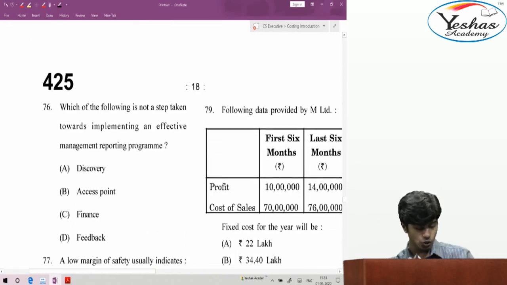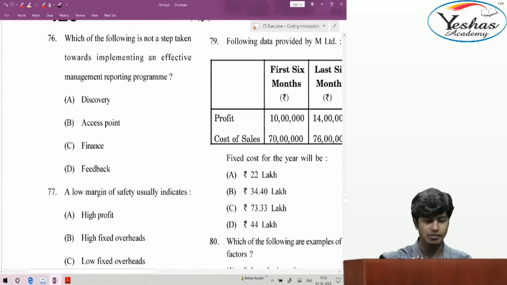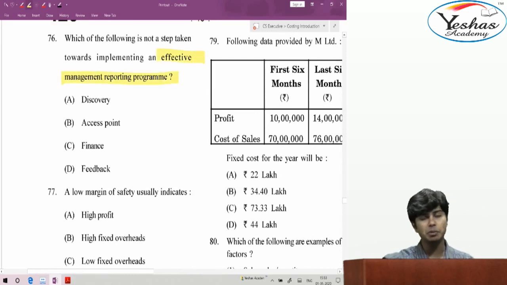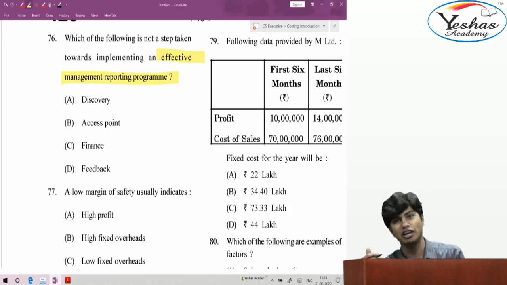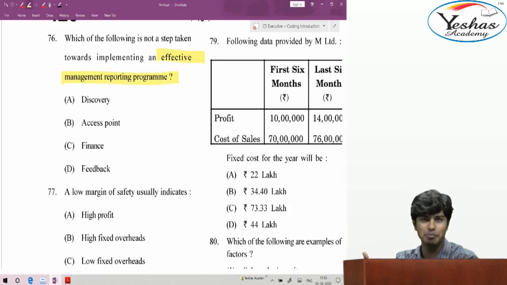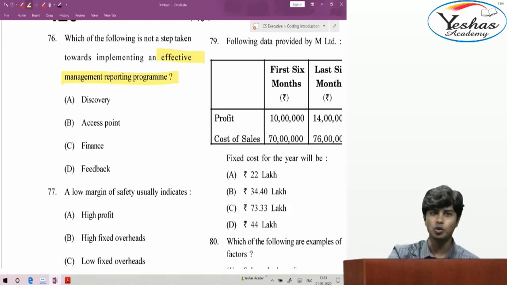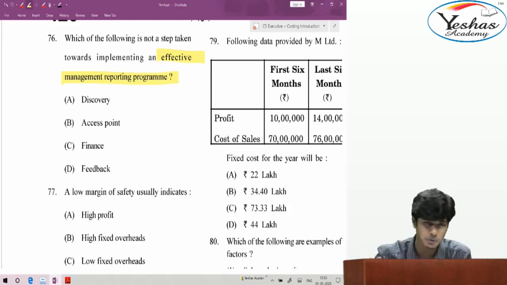Come on, let us now go to question number 76. What does 76 deal with? Which of the following is not a step taken in implementation of effective management reporting program? In the management reporting program, we need to discover what we should report on. We should have an access point where we get all the data, and after we report, we take the feedback. I told you we took feedback from our client multiple times as to meet their MIS requirements. Once we had the entire thing set, there should be no problem. Finance is something that will never ever come in the management reporting part. Finance is something that's separate altogether. It's not part of our management reporting considerations.